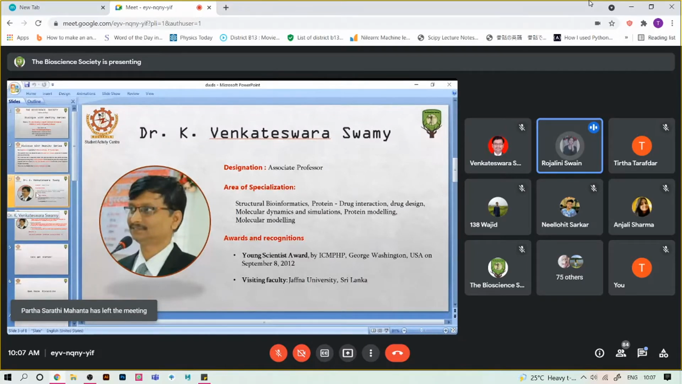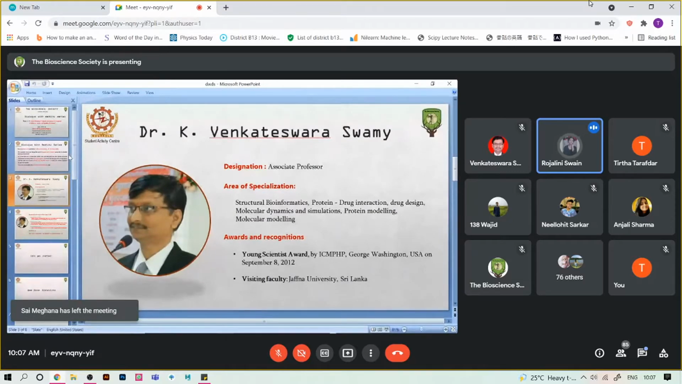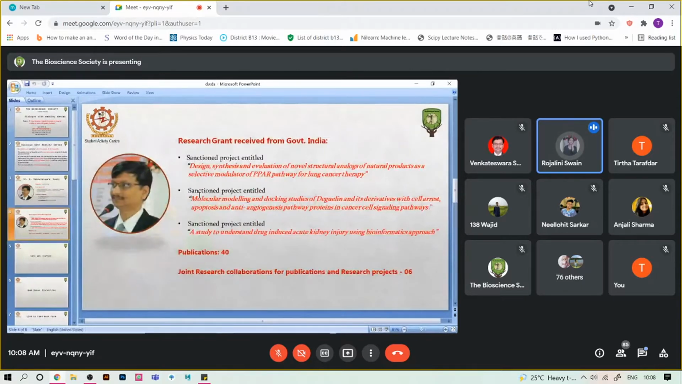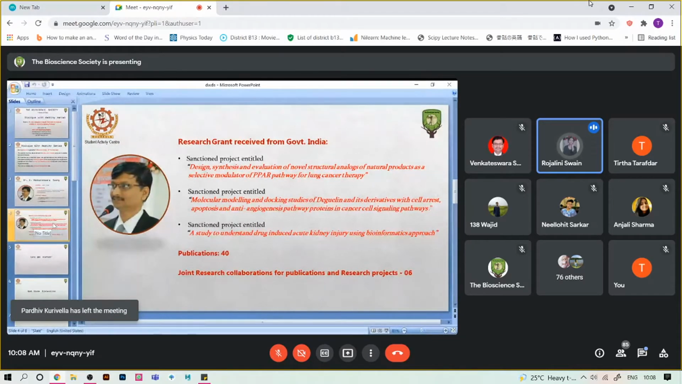Now let's move on to the main agenda. As I have already mentioned, our honorable speaker for this talk, Dr. K. Venkateswara Swamy, is an Associate Professor from the School of Bioengineering Sciences and Research. Dr. Swamy completed his PhD from Sri Krishna University, Andhra Pradesh, and his thesis project was computer-aided drug design studies on the human histamine A2 receptor.